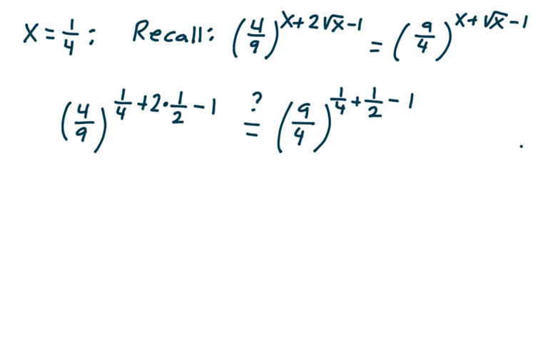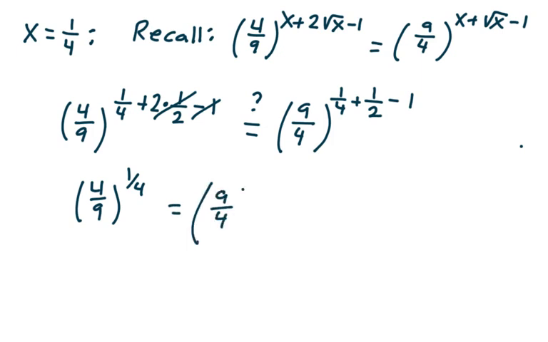So what do I get on the left-hand side? On the left-hand side, I get 4/9 raised to the, now, these terms cancel, so it's 1/4. And then on the other side, I get 9/4 raised to the negative 1/4. That is indeed true. That is equal.